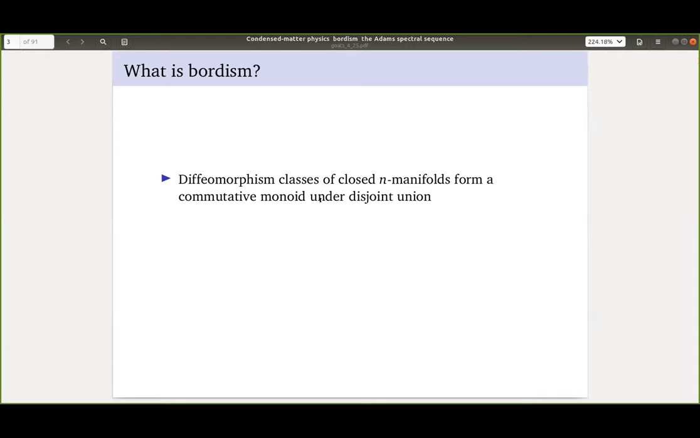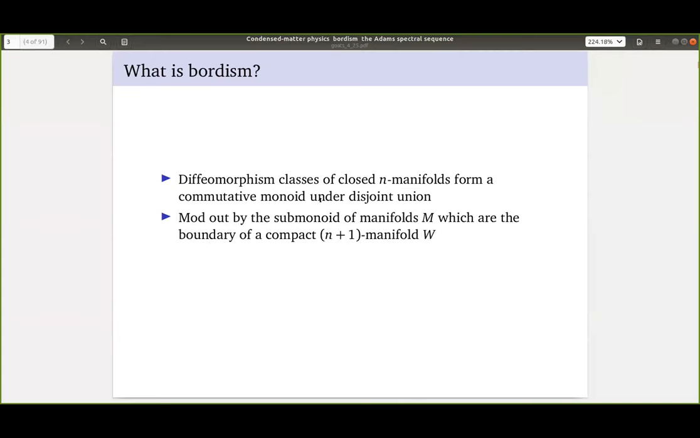So Bordism is the first of the three things in my title. You may have also heard this called cobordism, and I'm not going to distinguish between the two. To begin with, consider all closed n-manifolds up to diffeomorphism. That set is a commutative monoid under disjoint union, but it's way too big. Actually calculating this above dimension two is just impossible.